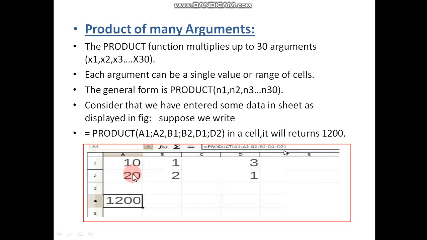So 10 into 20 is 200, into 1 is 200, into 2 is 400. Then 400 multiplied with 3 is 1200, and 1200 multiplied with 1, the answer is 1200. So this function is used for the product of all up to 30 arguments. Each argument can be a single value or a range of cells.